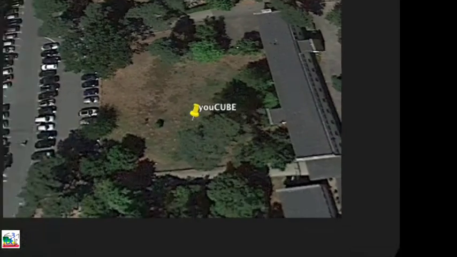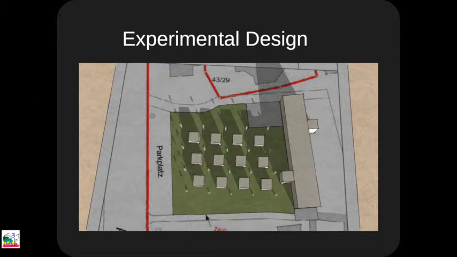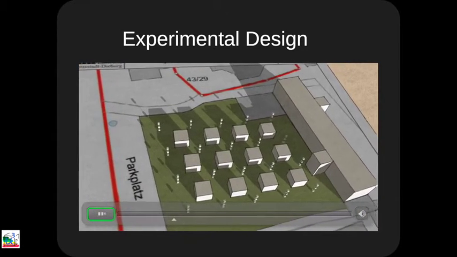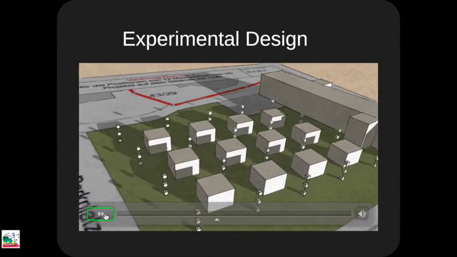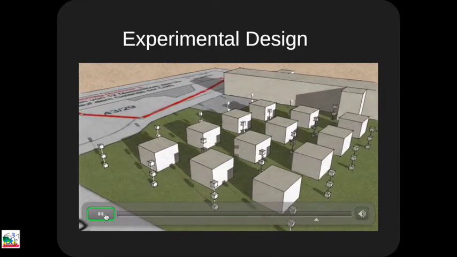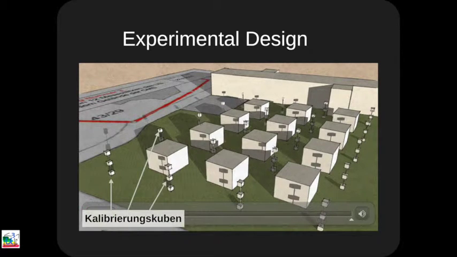Well, there's not too many computers yet, but they'll be there in a couple of weeks. So let's talk about the experimental design. This is how it'll look in a couple of months. You see big cubes and small cubes. Basically the small cubes we'll call calibration cubes, and the big cubes are just the cubes.